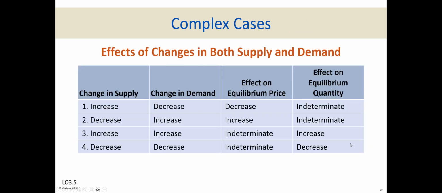There are more complicated cases where both demand and supply shift at the same time, but there should be more than one event to analyze both changes in supply and demand. The effect on equilibrium price and the effect on equilibrium quantity are summarized in this table.